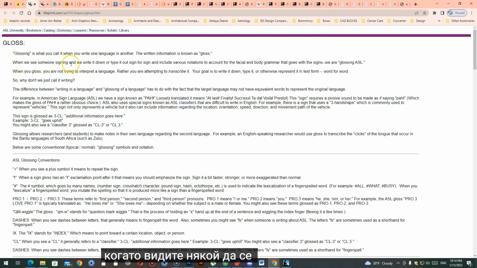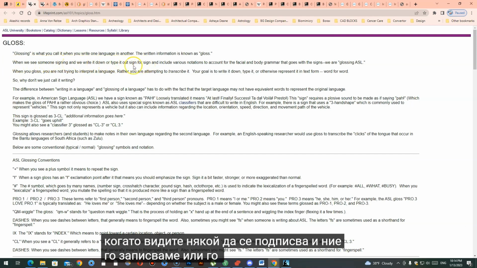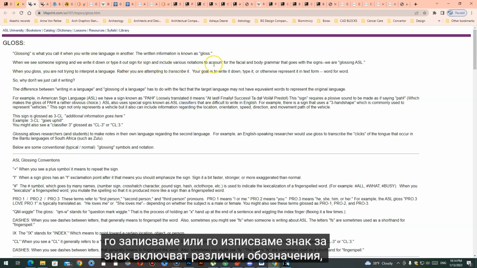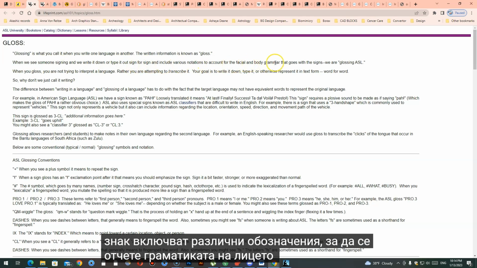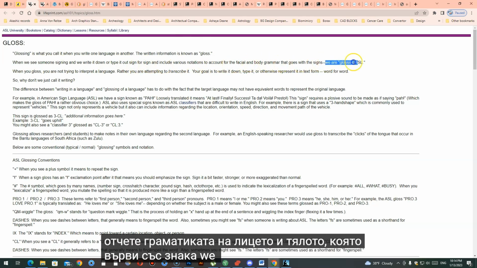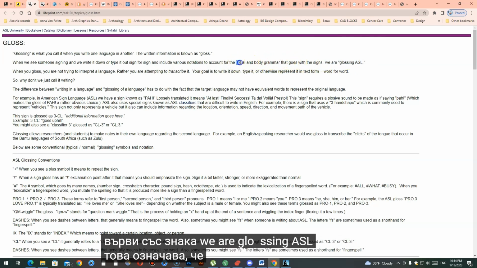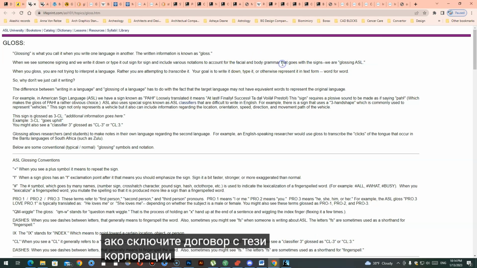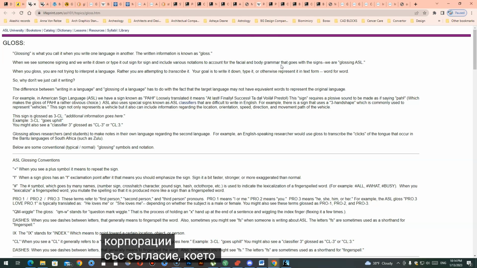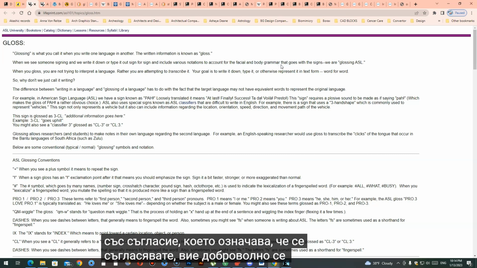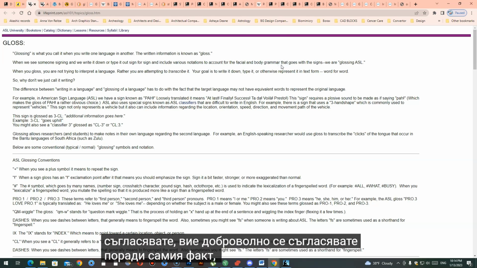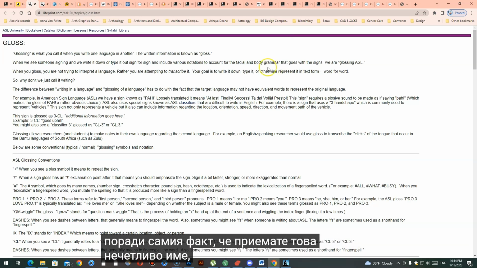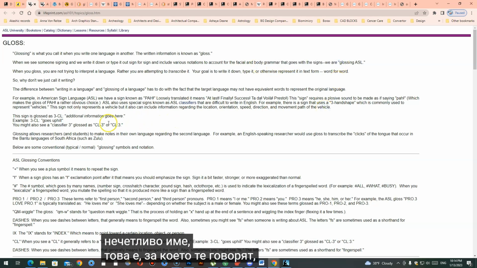When you see someone signing, and we write it down or type it out, sign for sign, include various notations to account for the facial and body grammar that goes with the sign. We are glossing ASL. This means that if you go into a contract with these corporations by consent, you are willingly consenting by the sheer fact that you accept this unreadable name. This is what they're talking about.